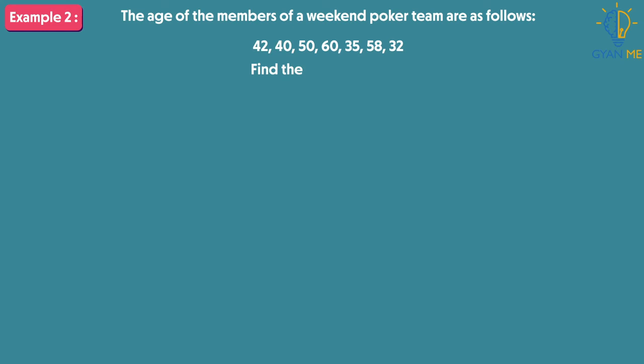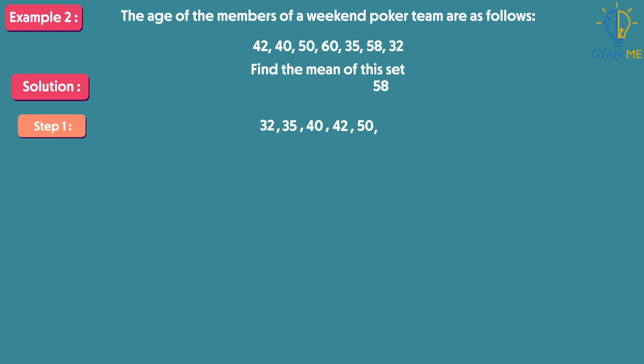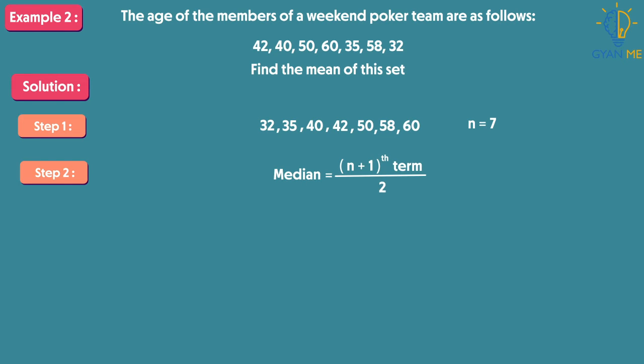The age of members of a weekend poker team are as follows. Find the median of this set. As you can observe, again, data is not arranged in increasing order. So first, arrange the data in increasing order. And then count the number of observations. We find that n is equal to 7, which is odd. So we use the formula median is equal to (n plus 1)th term upon 2.